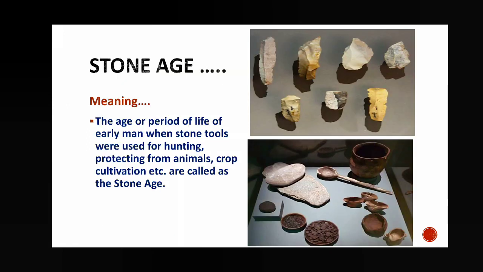Next we read about the Stone Age. What is the meaning of Stone Age? The age when stone tools were used for different types of activities. It may be protection, it may be hunting, it may be crop cultivation. That is called the Stone Age.